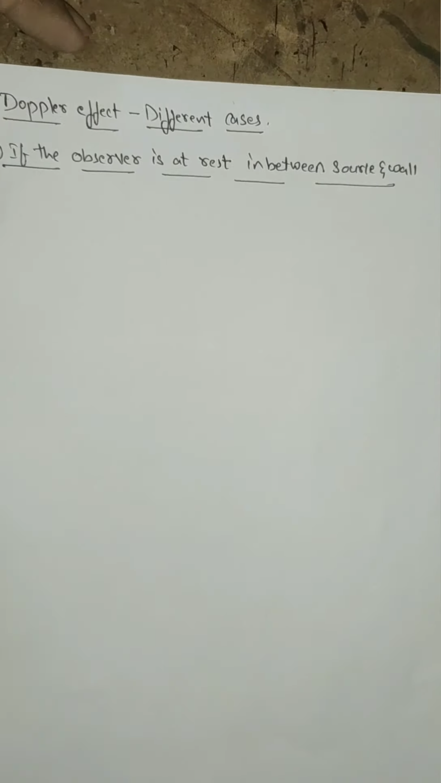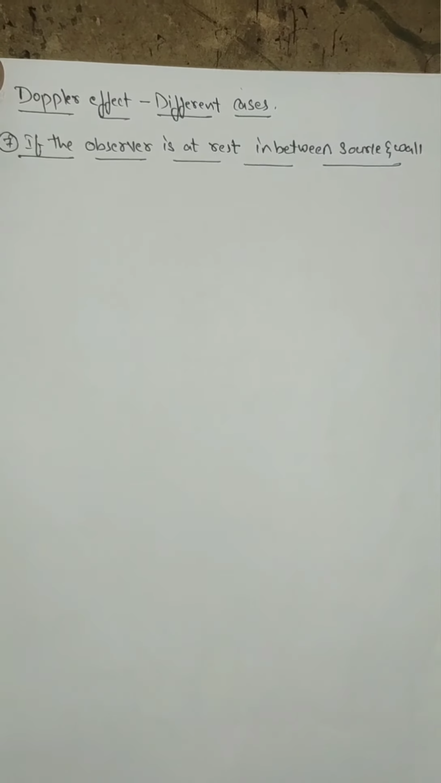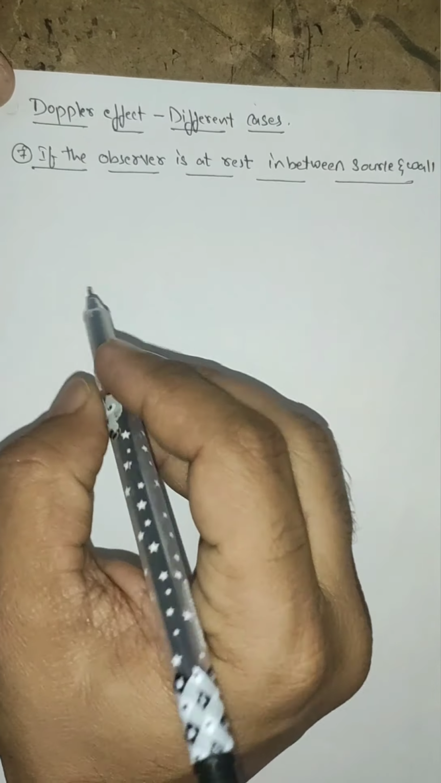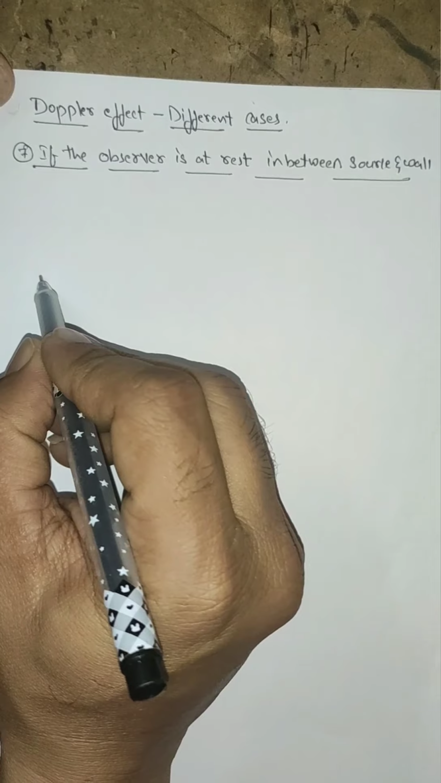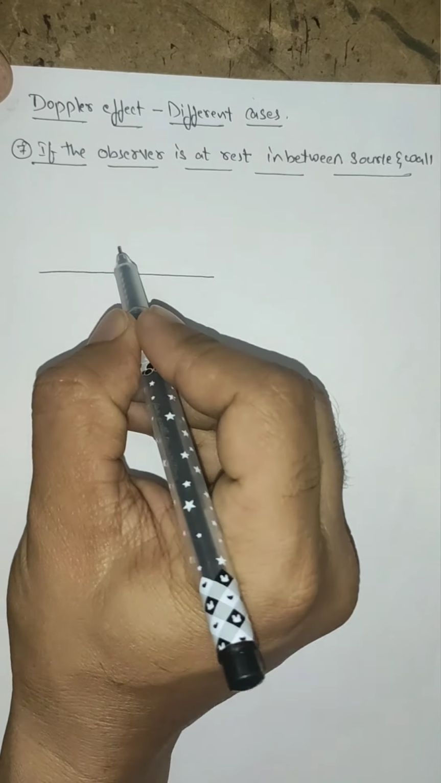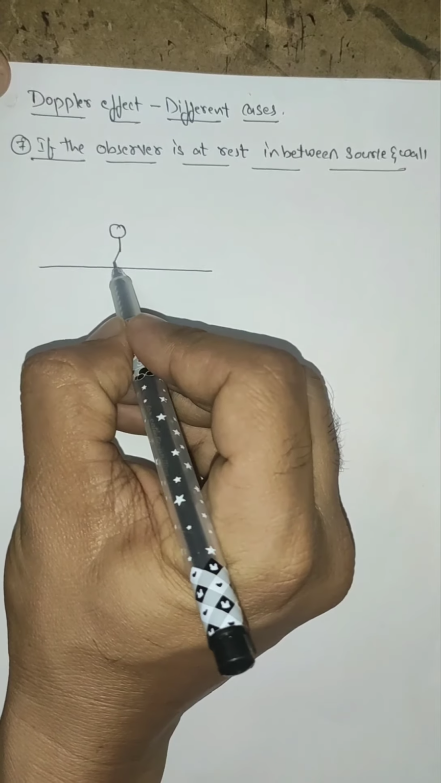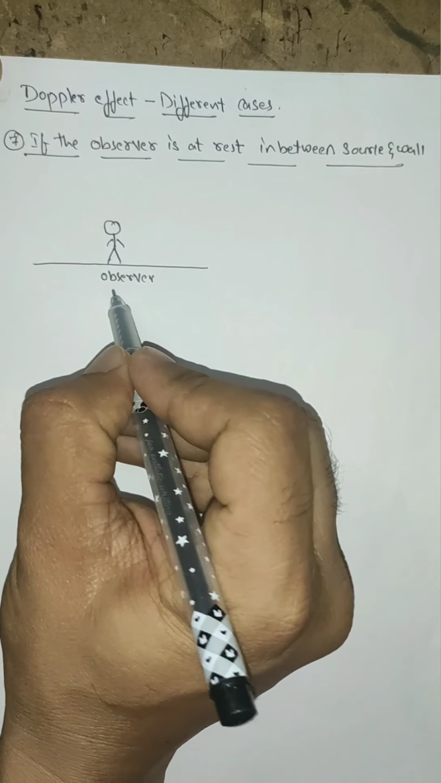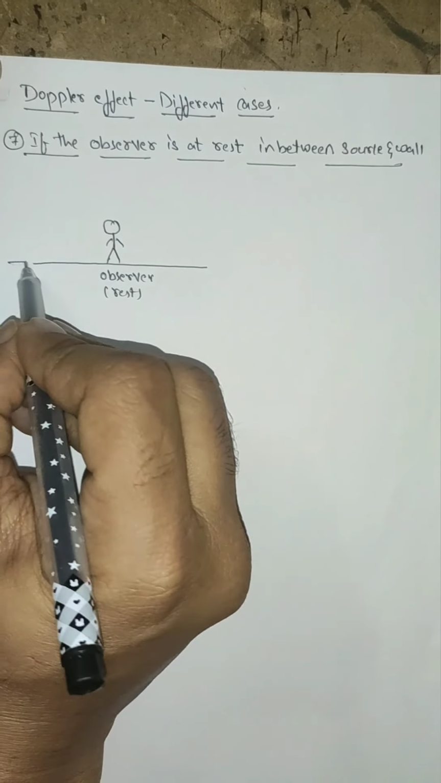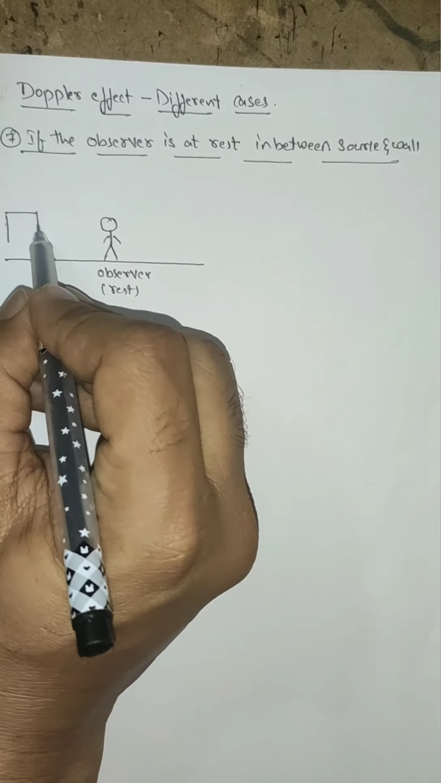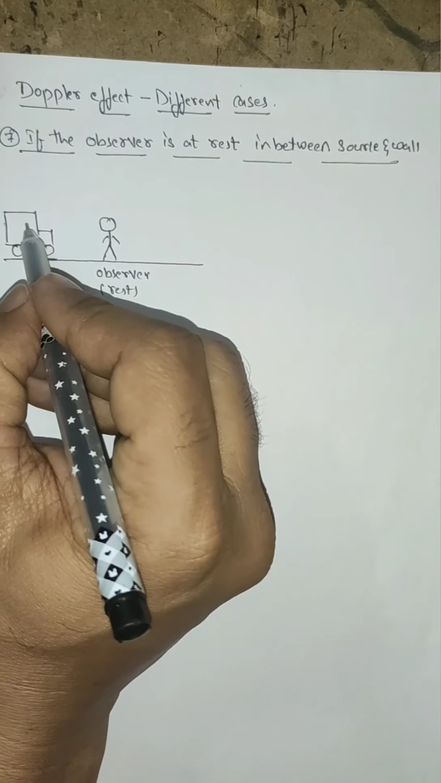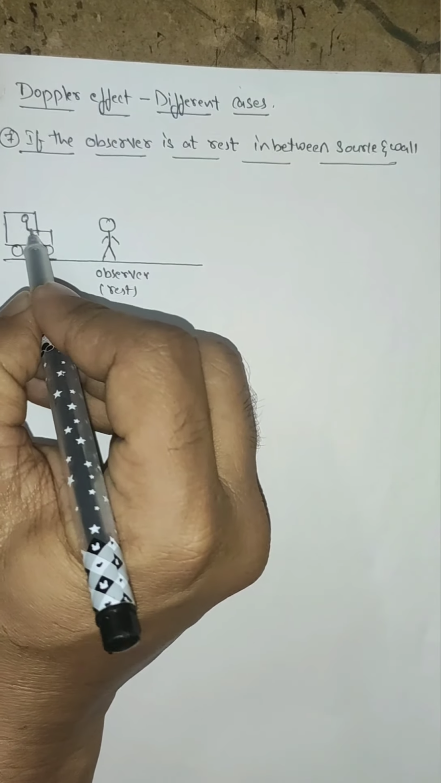So here the Doppler effect in the different cases. Now the seventh case, if the observer is at rest in between the source and the wall. Let us consider here an observer is standing. So the observer is at rest here, and a car is moving, not actually towards the observer, it is moving towards the right side, right? So here a driver is there.